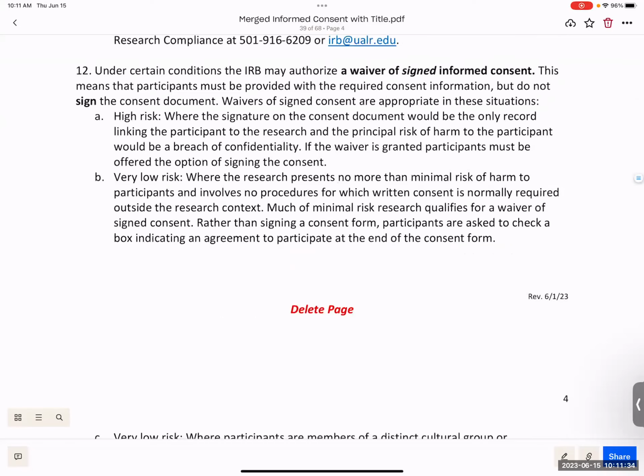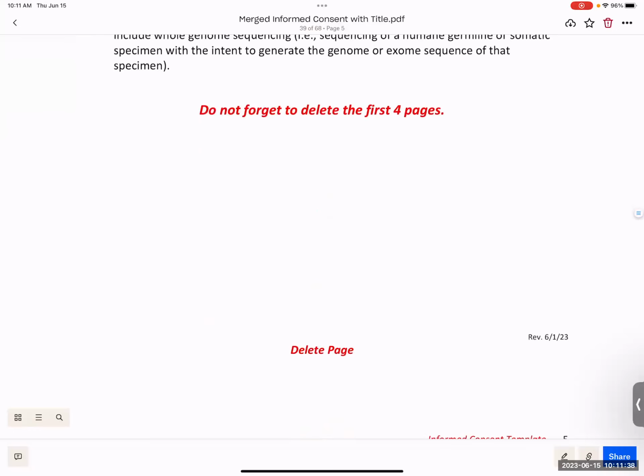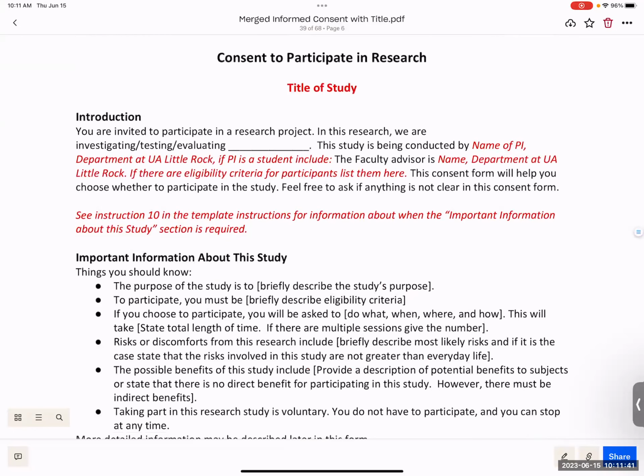Prior to submitting your informed consent, please delete these 4 pages of instructions so they don't belong in your submission. You'll note as well that the informed consent template itself has instructions in red, so you need to delete those prior to submitting the form.